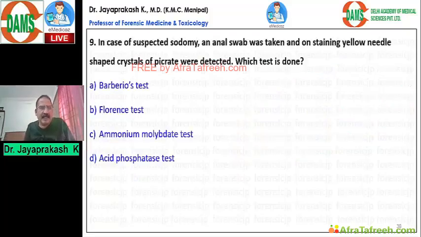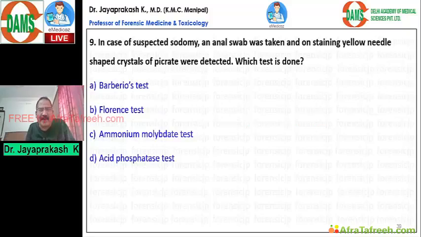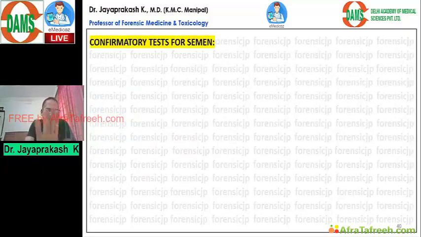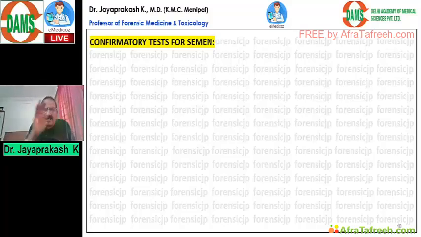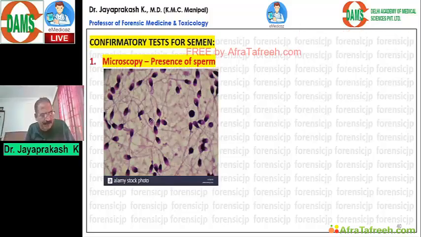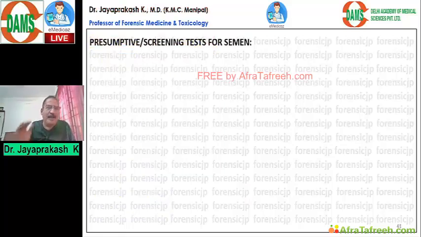Okay. In a case of suspected sodomy, an inner swab was taken and on staining, yellow needle-shaped crystals of picrate were detected. Which test is done? Now, I tell you some points in semen. What is 100% confirmation of semen? Number one, presence of sperm on microscopy. Number two, sperm-specific LDH isoenzyme. That is 100% detection of semen.